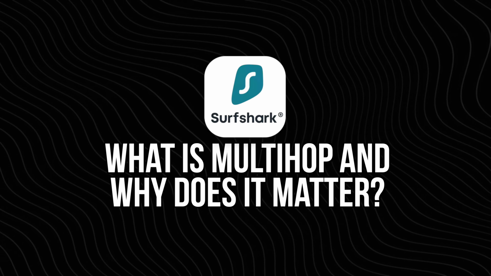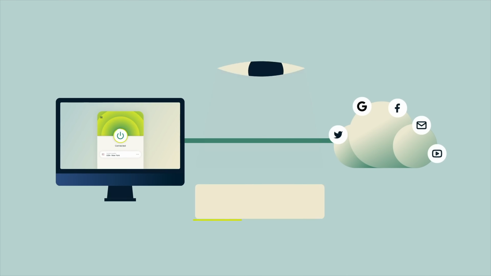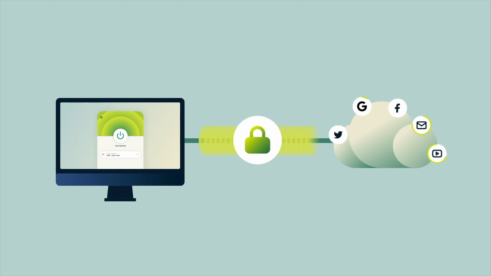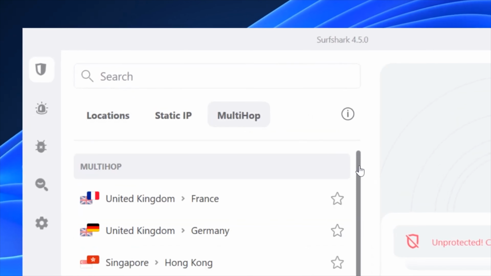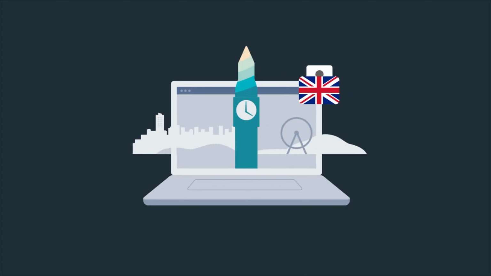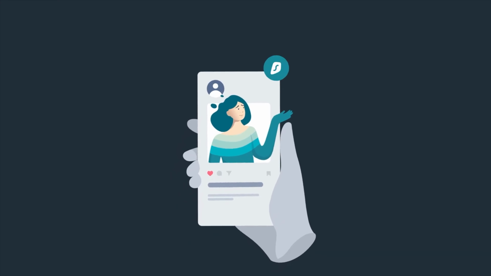What is MultiHop and why does it matter? All right, let's start here with the basics. When you connect to a VPN, your internet traffic goes through a secure, encrypted tunnel to a server somewhere in the world. That server hides your real IP address and location, helping keep your online activity private. But with MultiHop, also known as a double VPN, Surfshark takes that a step further. Instead of sending your traffic through one server, it sends it through two.